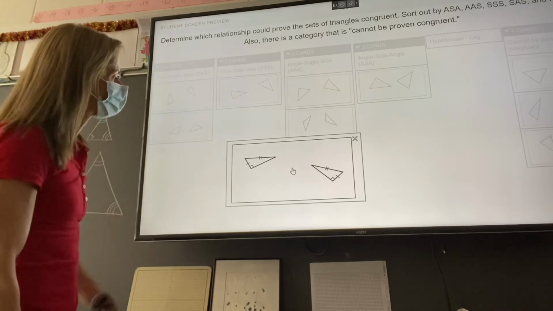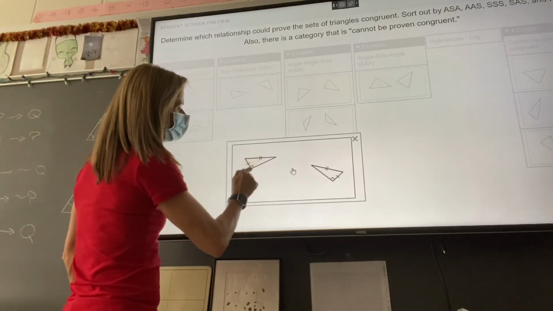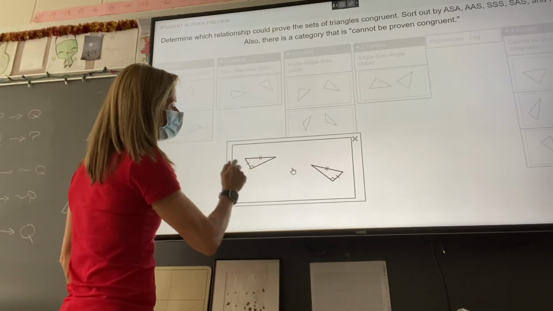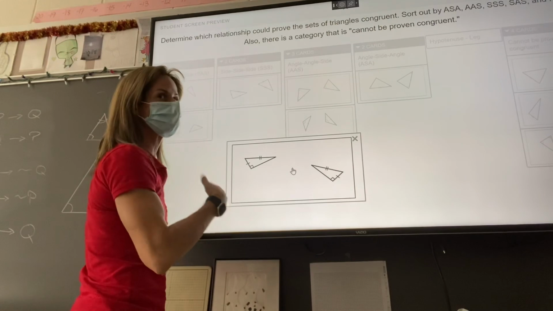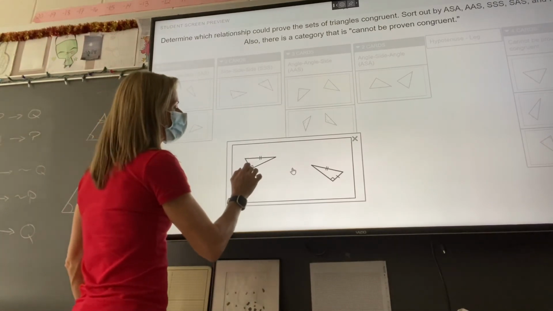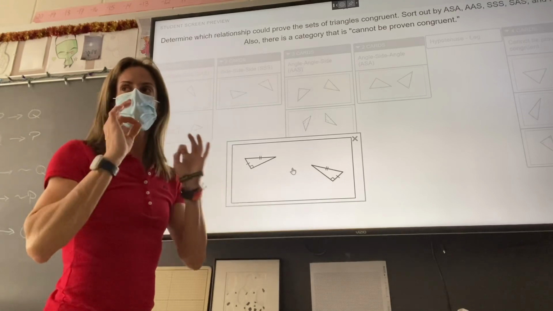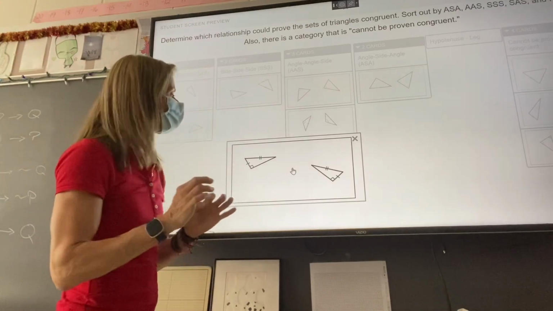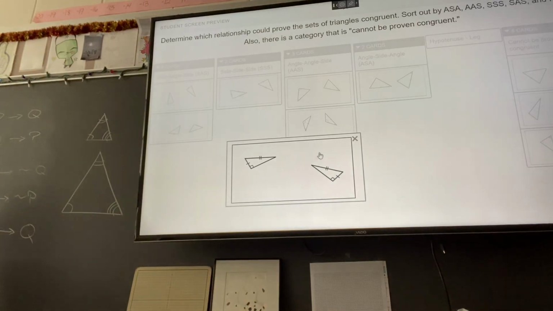But this one, let's take a look. We've got the hypotenuse, because it's across from the right angle, and we've also got a leg. So these two triangles are congruent by HL, and you might think, oh, it's angle side side. It cannot be proven congruent. But it's a right triangle, so they're congruent by HL. I think that's the hardest one.